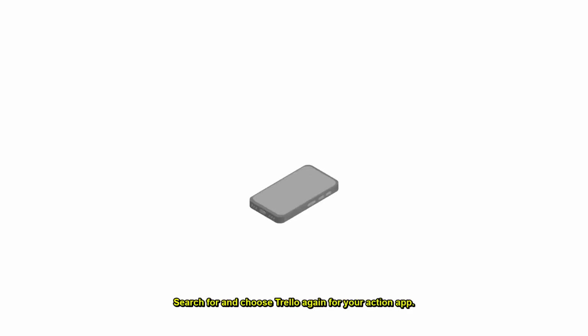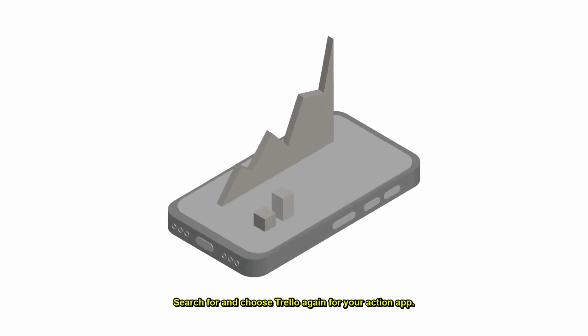Next, you'll set up the action step. Search for and choose Trello again for your action app. This time, select Update Card as the action event. Now, connect to your Trello account if you haven't done this already.